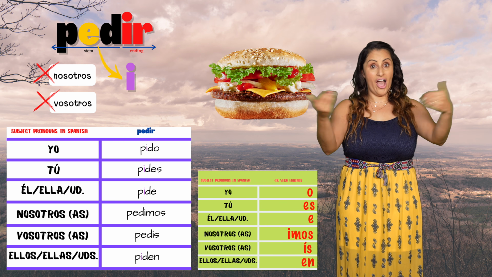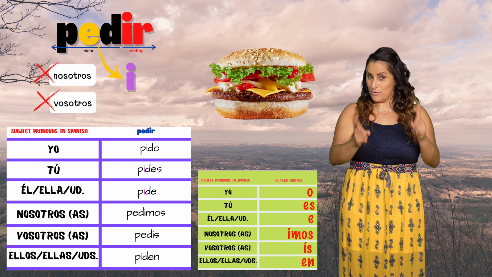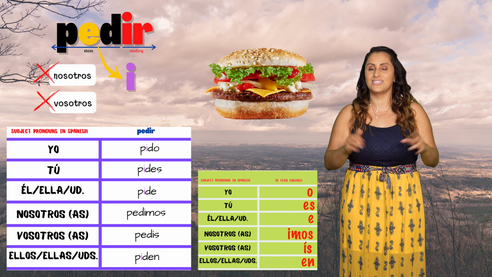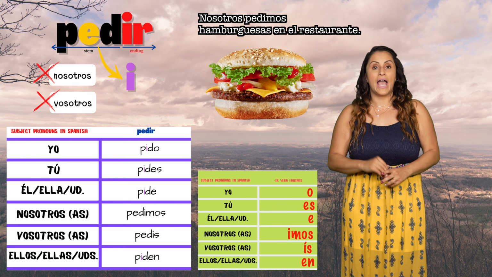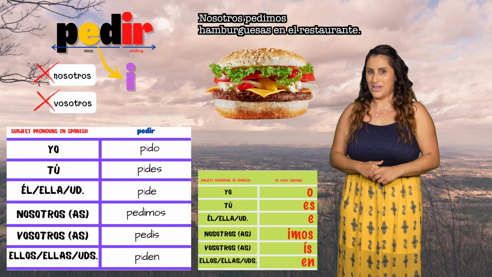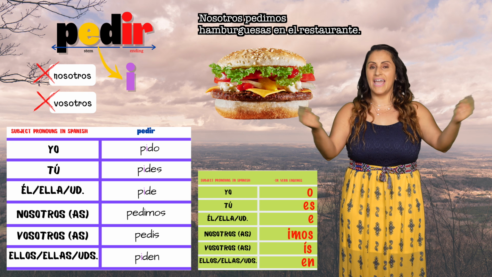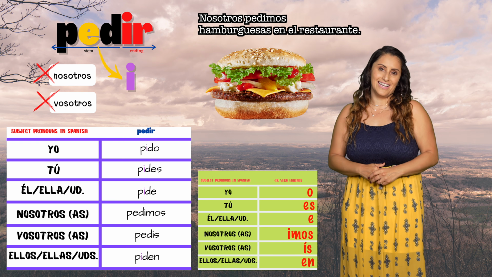If I was talking about us, now I have to remember that I can't stem change. I would say, nosotros pedimos hamburguesas en el restaurante.